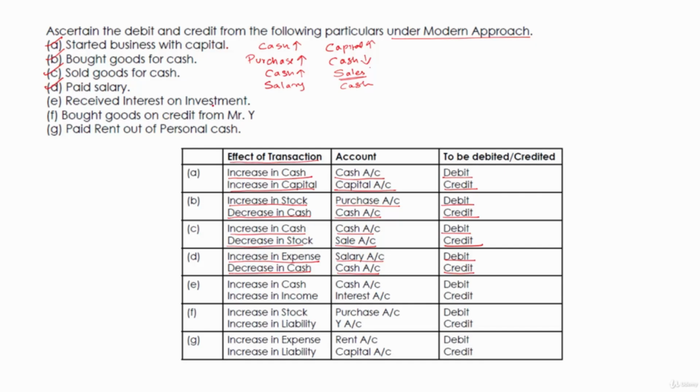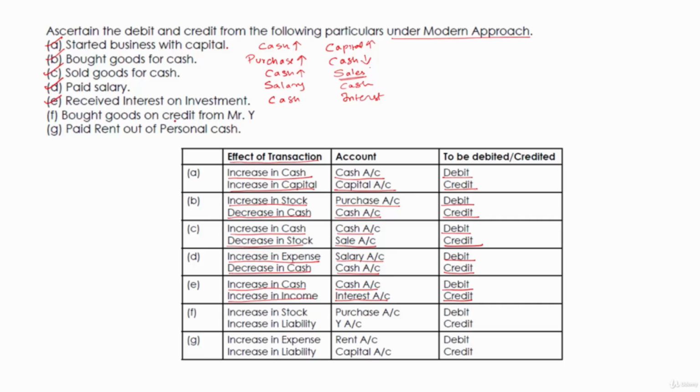Next, received interest on investment. So you are going to get cash in the name of interest. Cash is a real account and this interest comes under nominal. So cash is increasing, cash account is affected. Since it is increasing, it will be debited. And there is an increase in income also. Income, nominal account rule says debit all expenses and losses, credit all incomes and gains. So this interest account being an income, it will be credited.